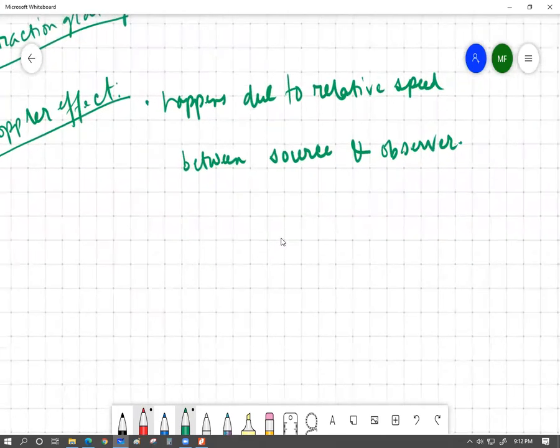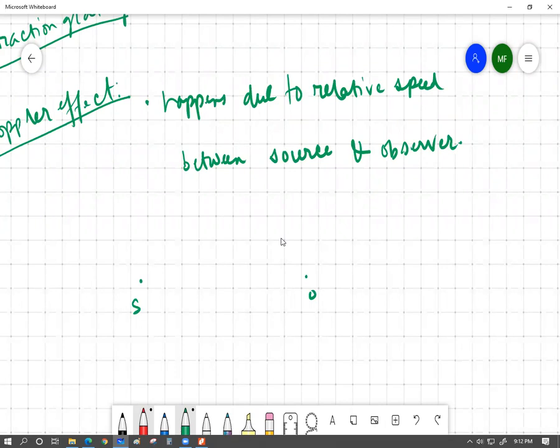Doppler effect happens due to the relative speed between the source and the observer. Why does it happen? If there is a source of wave, let's say I'm going to use a sound source. So if there's a source over here and there's an observer, I'm going to label this as source, this is observer. They have zero velocity between them, zero relative velocity, which means they are perfectly stationary with respect to each other.